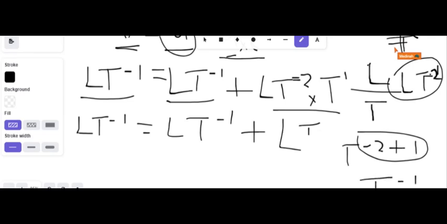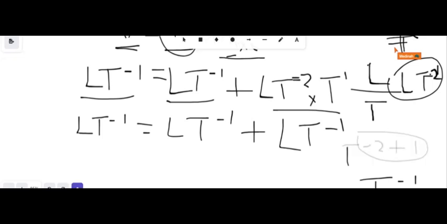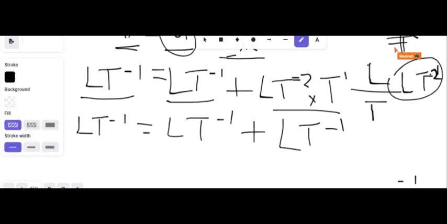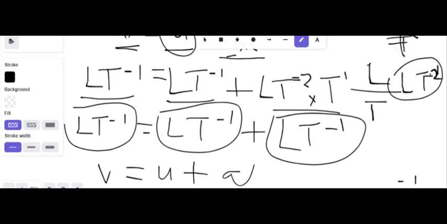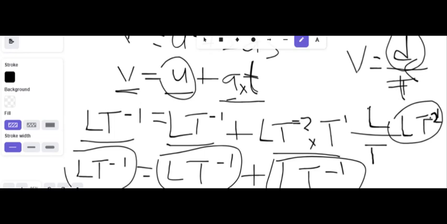If I put it here, T to the power minus 1. How do we now know, is this equation now dimensionally correct? Yes. What matters is this is LT to the power minus 1, LT to the power minus 1, LT to the power minus 1. So the condition is satisfied. So we now say that the equation v equals u plus at is dimensionally correct.